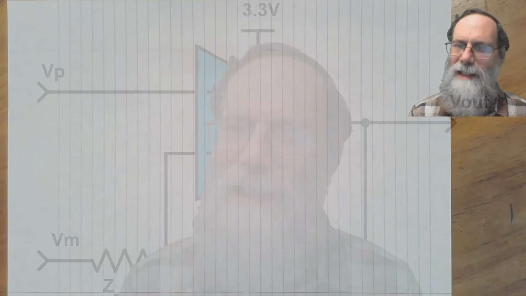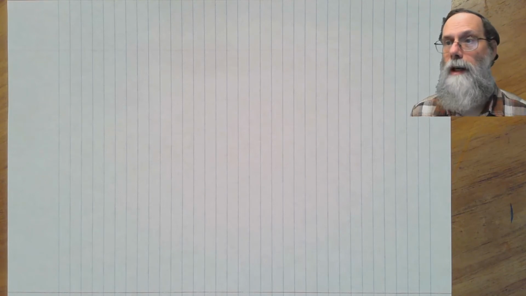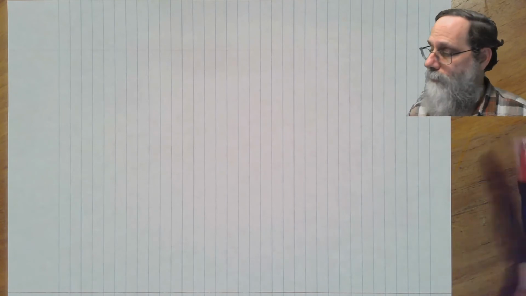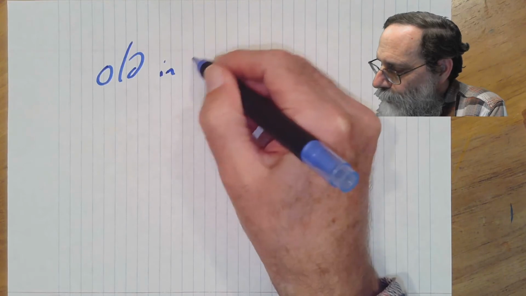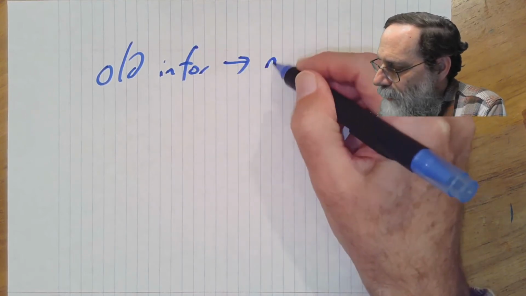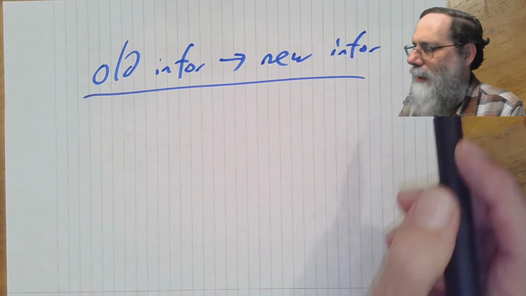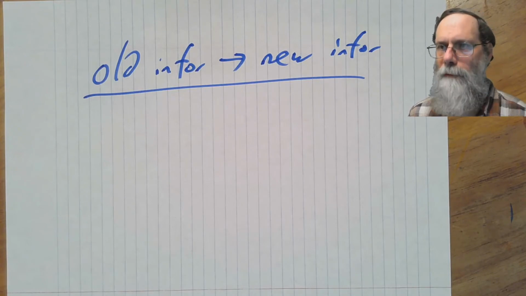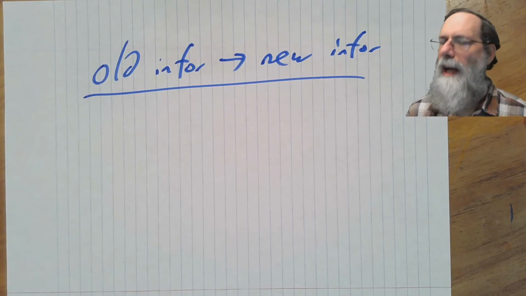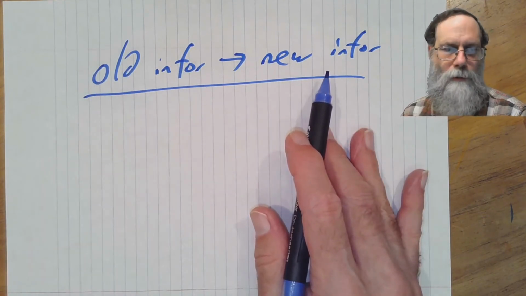that can be used for connecting sentences. It can be used for connecting also paragraphs, sections, chapters, any level of your writing. And that is old information before new information. And in fact, the idea is that each individual sentence, each individual paragraph, each individual section has internally an old info to new info flow.